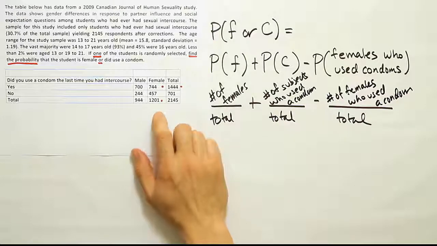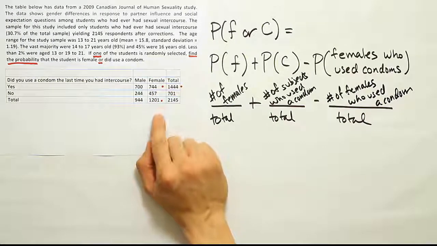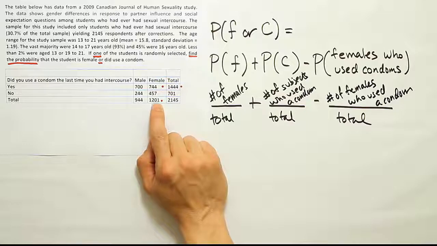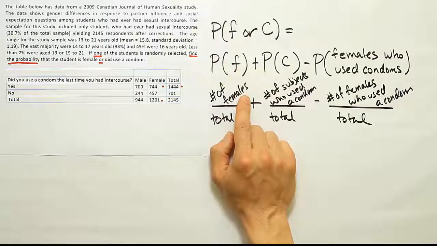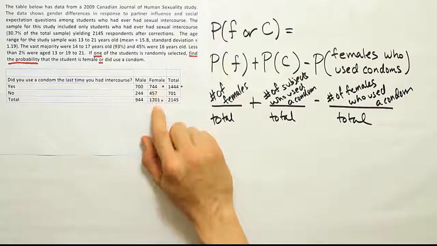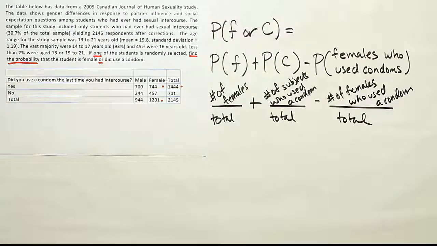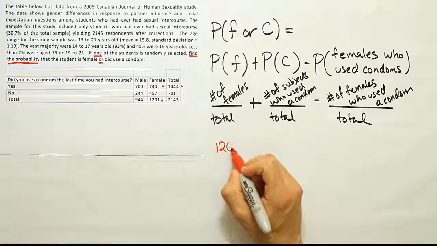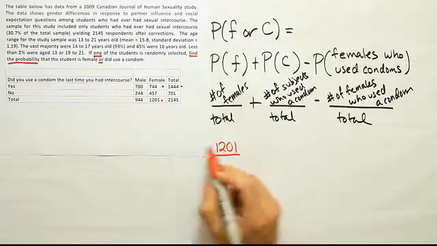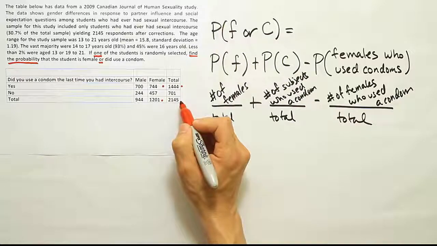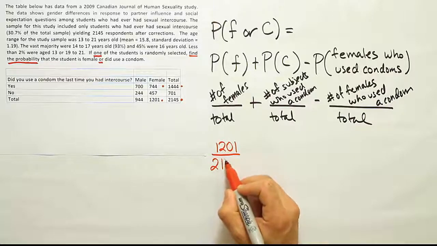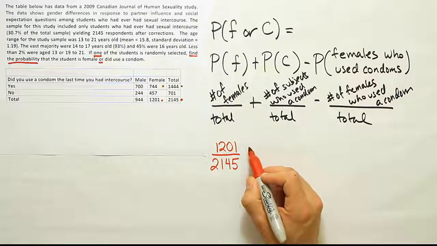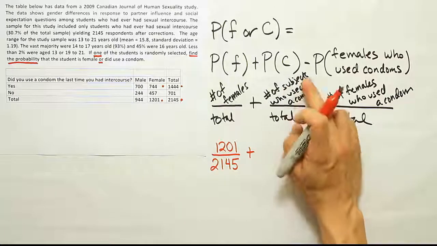I've actually gone through the table and put some little indicators of the important numbers in the problem for us. To do this fraction, we have to figure out the number of females total in the study. Well, here's the female column. The total there is 1,201. So I would say that the number of females then is 1,201. And that'll be divided by the grand total. The grand total is this number here. That's the 2,145. To that I will add the number of subjects who used a condom.